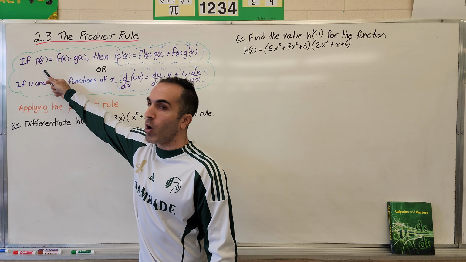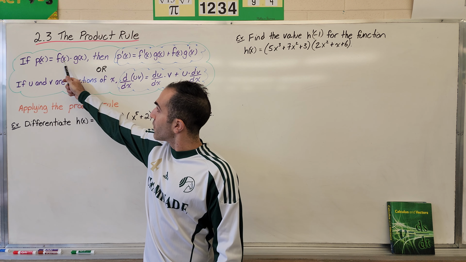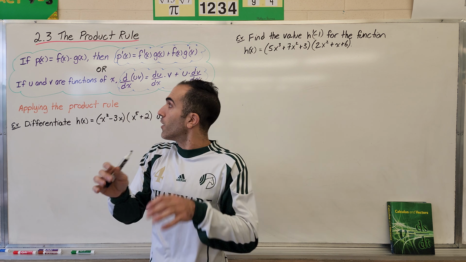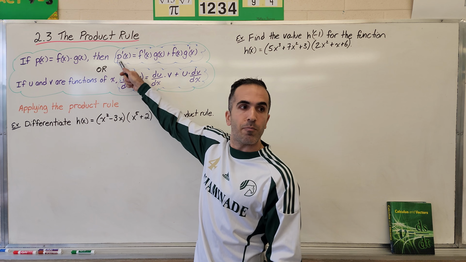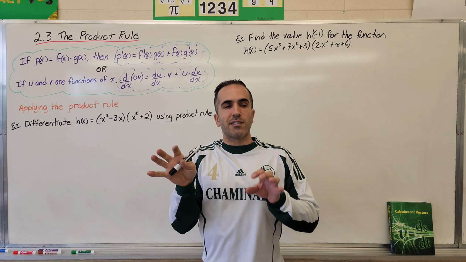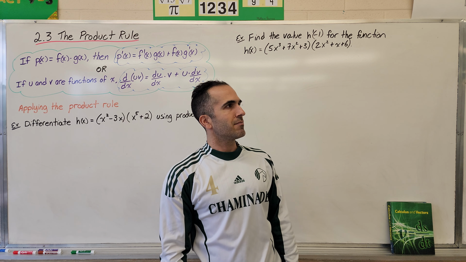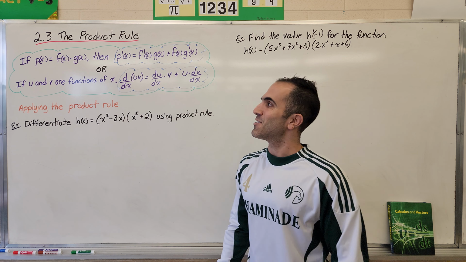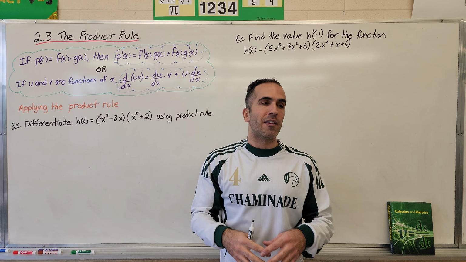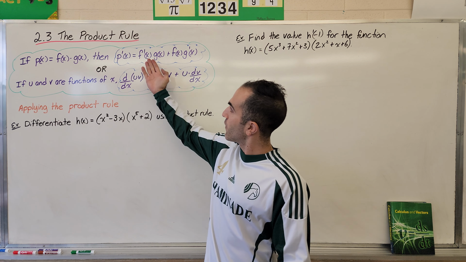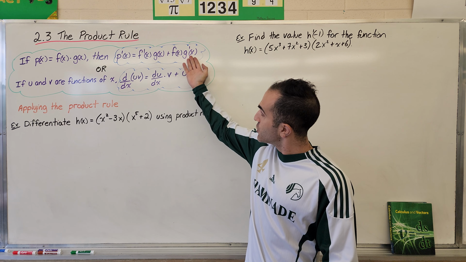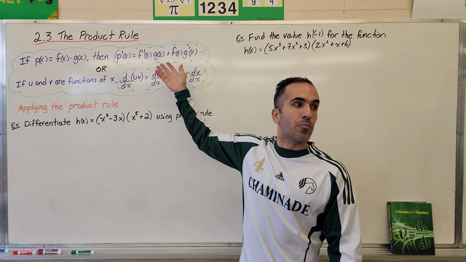So what this means, if you have a polynomial function that is two functions multiplied by one another, the derivative, f or p prime, is this. I can't just find the derivative of f and the derivative of g and multiply them. That's not going to work. So what I have to do is find the derivative of f multiplied by g. Then I have to find the derivative of g and multiply it by f. And this is the product rule.